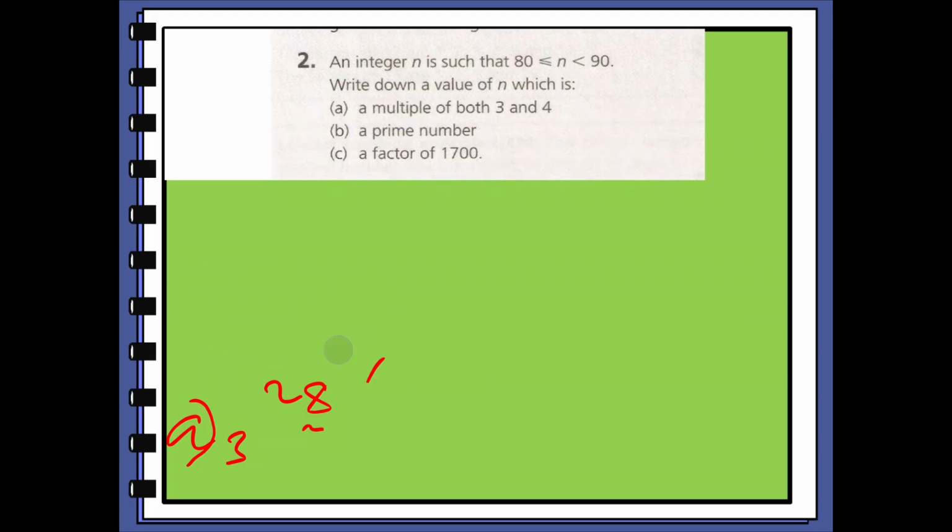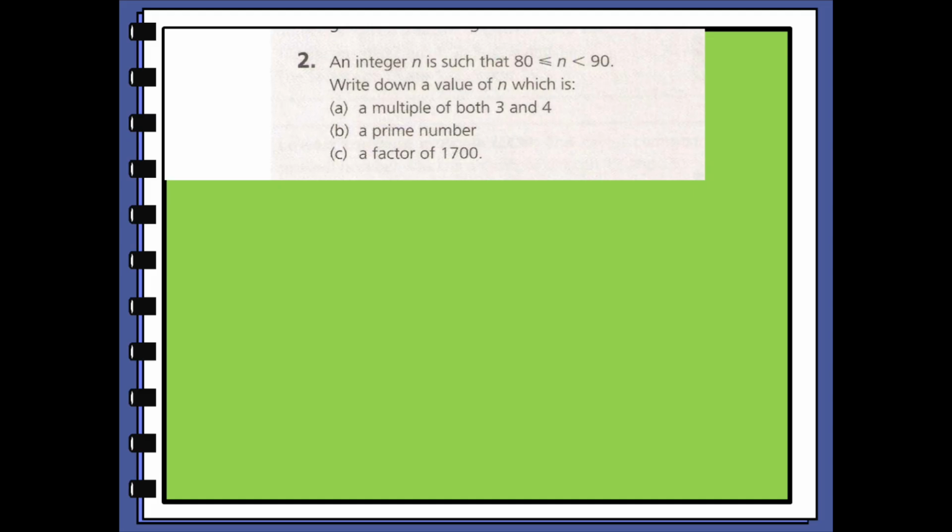Now for B, which is a prime number, so which numbers amongst those is a prime number? Okay, so let's pick 80. How about 83? So 83, I think it's one of the prime numbers from that list, because it's only divided by 1 and itself. Or this one, you can work it out, you can confirm it for yourself.